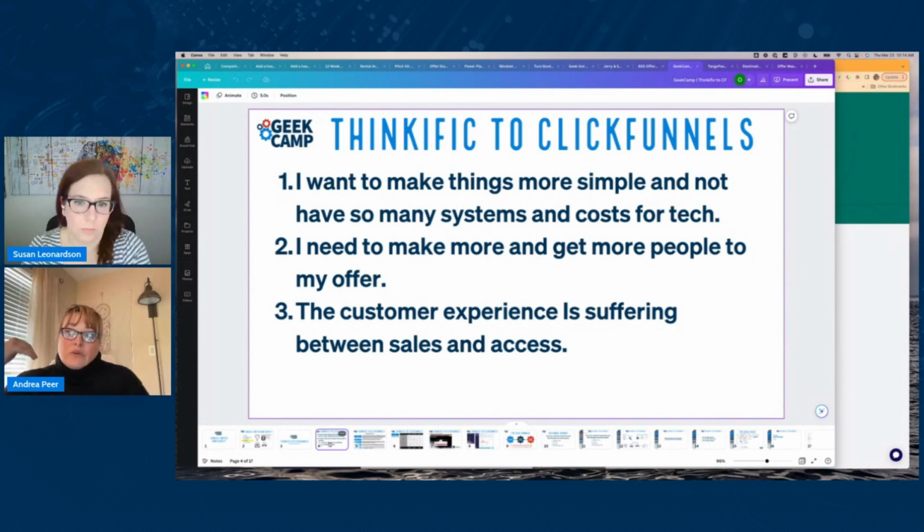I need to make more and get more people into my offer. So I want to start to go to cold traffic and leverage funnel strategy. And then the customer experience is suffering between sales and access is another potential one in Thinkific. So if you're trying to think like, okay, how do I make this decision?